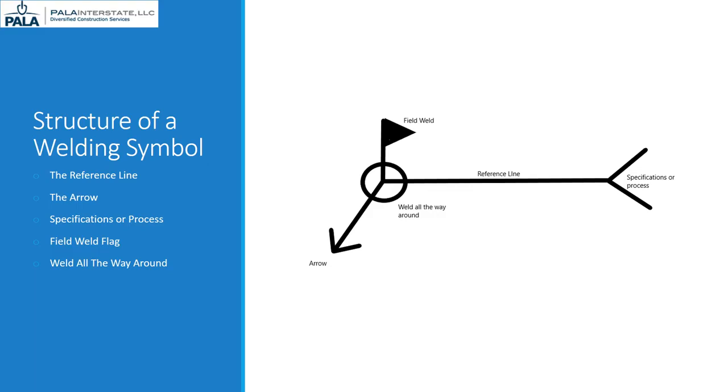Let's break down the parts of a weld symbol and what they mean to us. There's the reference line, the arrow, the tail with specifications or processes, the field weld flag, and the weld all around symbol. These are the basic parts of the weld symbol and what you will commonly see. Approach any weld symbol seeking the following information: what, where, and how. That exactly is what this symbol is designed to tell you.